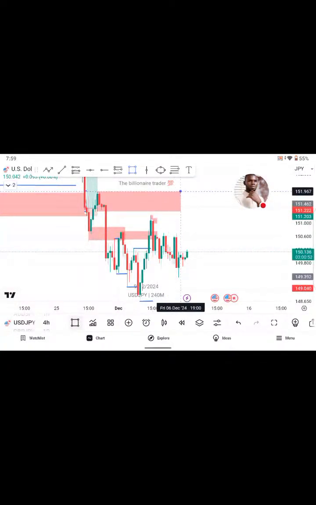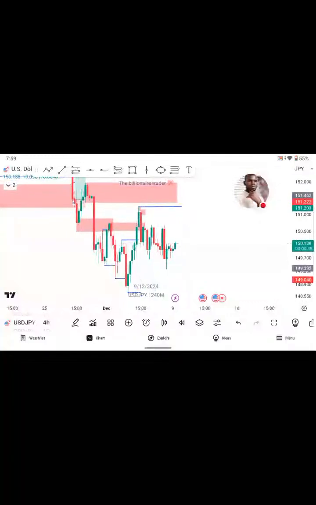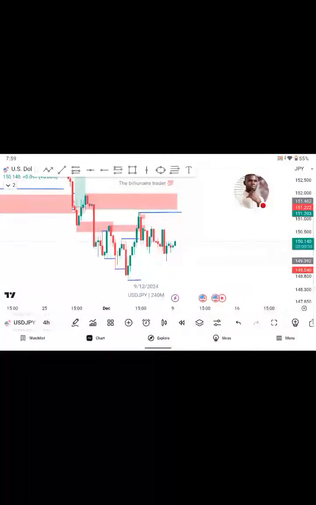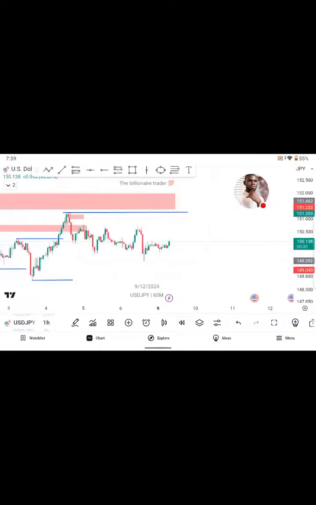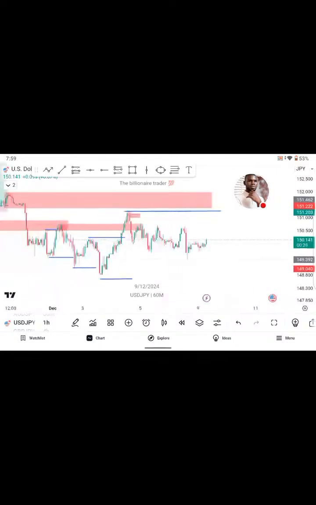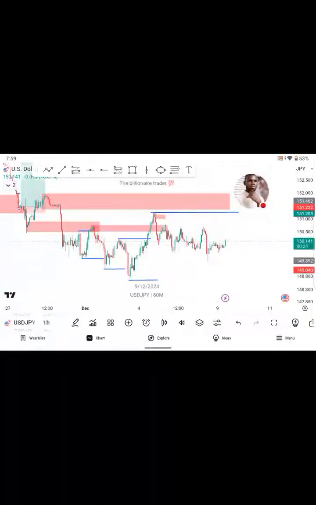So now this is the next POI. So this high is available as a liquidity for that POI. This is on 4 hours time frame. It's available as liquidity for that POI. So let's check 1 hour time frame. Yeah, you see we have similar reaction too.